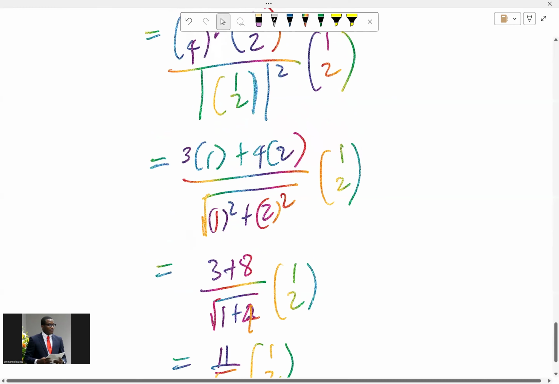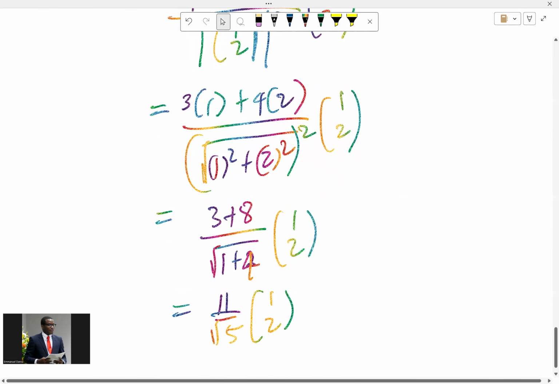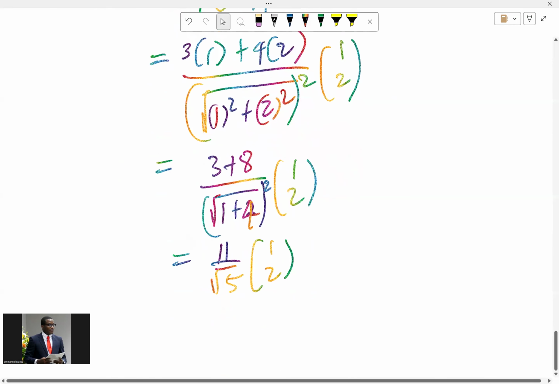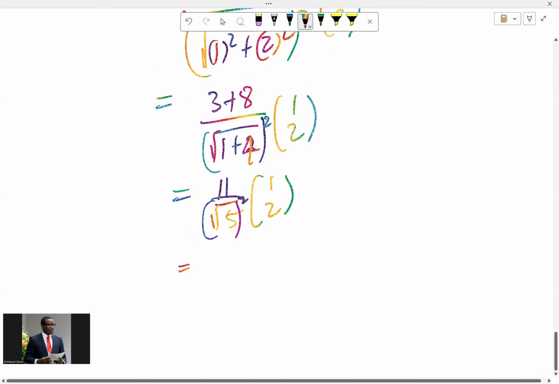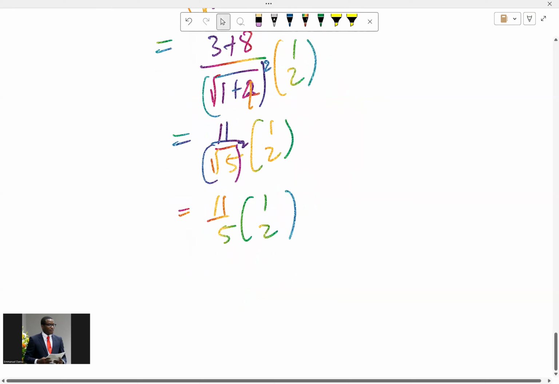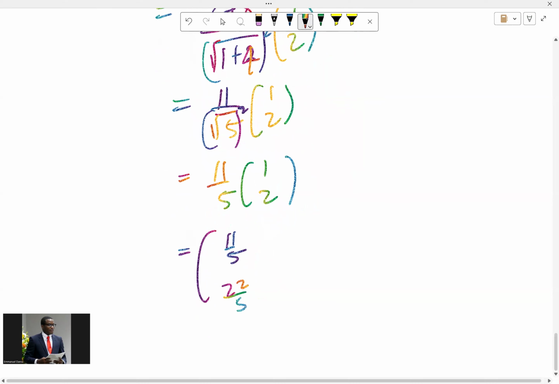Okay, sorry. This magnitude is squared, so we have the square of this. The square of a square root is actually the number under the square root. So that's 11 over 5 times 1, 2. You can leave it like this, but you can put it inside: 11 over 5 times 1 is 11 over 5, and 11 over 5 times 2 is 22 over 5.